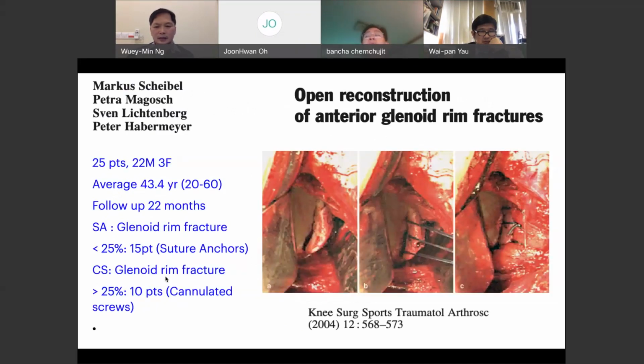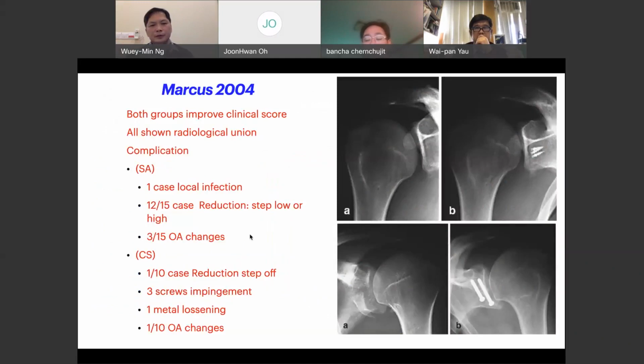So Marcus in 2004 published a paper in the KSSTA, also on open reconstruction of the anterior glenoid rim fracture. They studied around 25 patients, average age 43.4, followed up for 22 months. With glenoid rim fracture of less than 25% bone loss, 15 patients, they used a suture anchor to repair it. When the glenoid bone loss was more than 25%, they used a cannulated screw. Both groups improved clinically, and all patients showed radiological union.